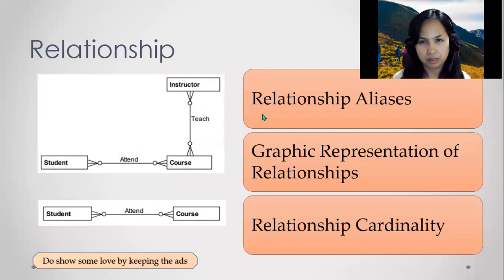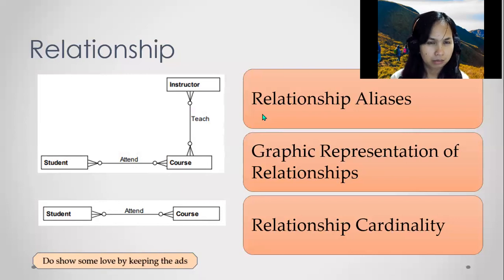Here is an engineering example of student and course. The business rules are: each student may attend one or many courses, and each course may be attended by one or many students.